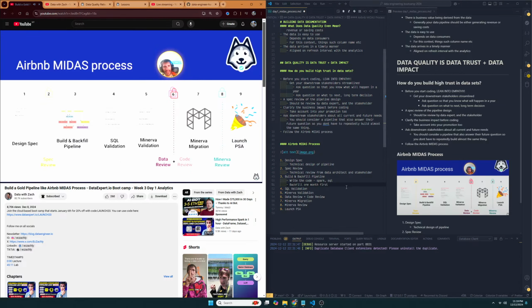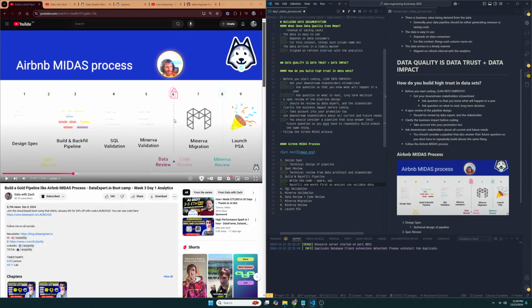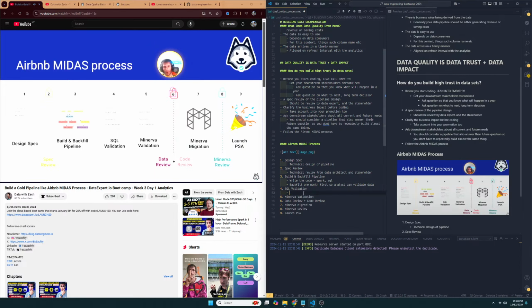So then the analyst who you're working with will start working on step 4, which is the SQL validation, where they go through all the data that you created, like that 1 month of data, and dig super deep and try to make sure that there's not any weirdness or oddities in the data.